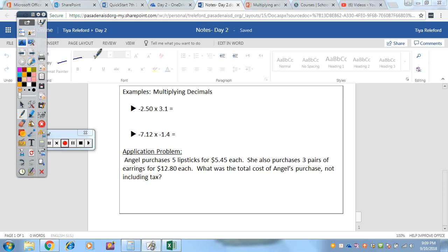All right, so I'm going to draw my tic-tac-toe because my first question is my answer positive or negative? I have a negative and a positive. So according to my tic-tac-toe, a negative and a positive gives me a negative. So go ahead and put your negative sign right there before you forget. Now don't line the decimals up. Write the numbers like they don't have decimals, and go ahead and multiply.